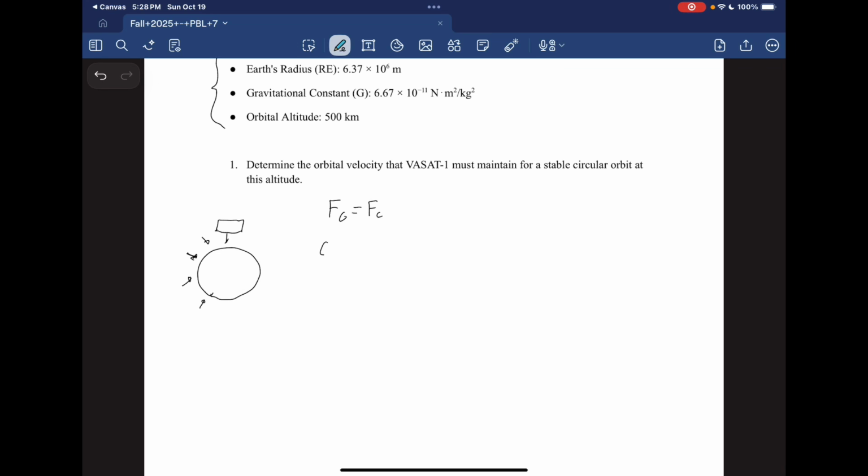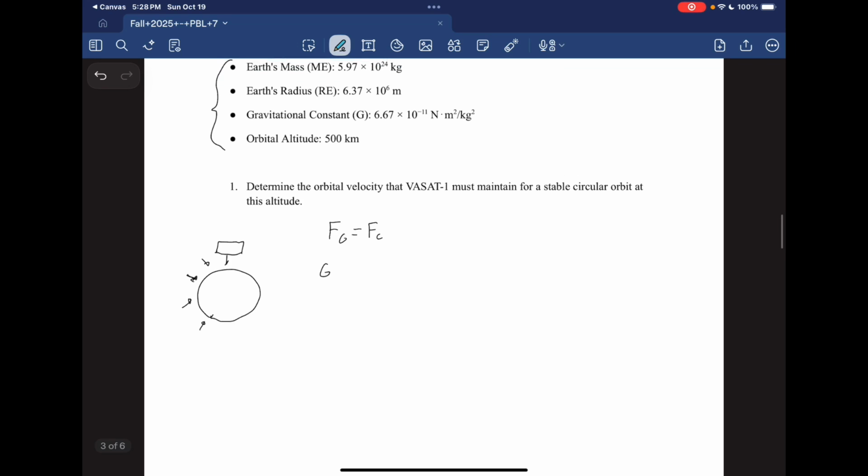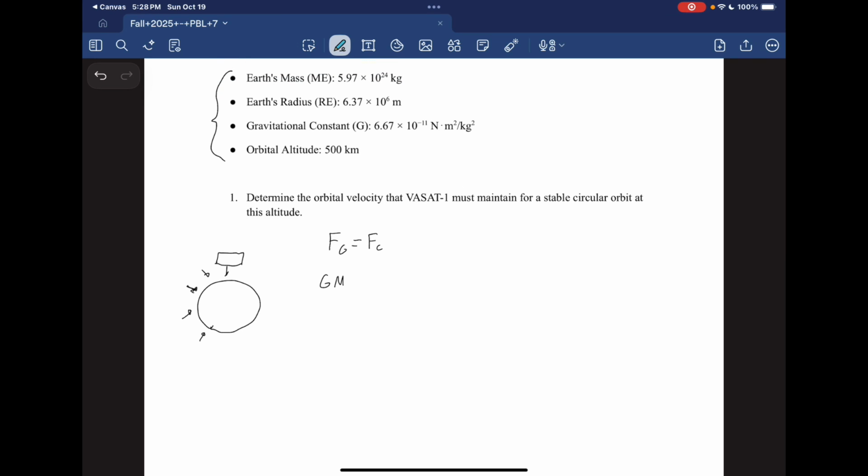The equation for gravitational force is given by gravitational constant G times the mass of one object, so in this case the mass of the Earth, times the mass of the second object, which we'll just say little m, divided by the radius squared. And then since this is equal to the centripetal force, we can say that this is equal to the mass of the satellite times v squared over r, which comes from centripetal acceleration equals v squared over r, and so ma, or m v squared over r, is equal to centripetal force.